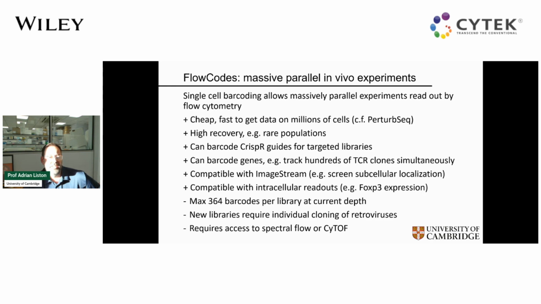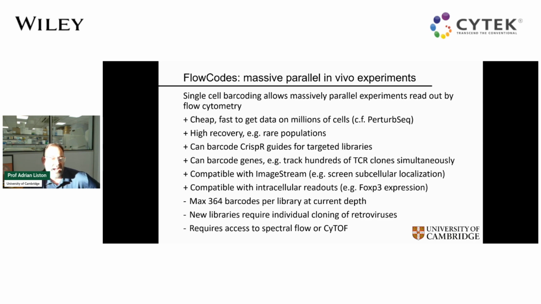So just to sum up the system of flow codes, these are a really useful technology for doing massively parallel in vivo experiments. Now, it's single cell barcoding, but the great thing is that we can read out by flow cytometry. This means it becomes cheap and fast to get data on millions and millions of cells. Compared to something like Perturb-Seq, where you can spend your entire lab's budget on a few thousand cells, this gives you a really unique opportunity to do highly parallel screening. The other thing that's really useful is that it has very high recovery because the readout is flow cytometry and not sequencing, so it can be very good for rare populations such as tissue resident cells.